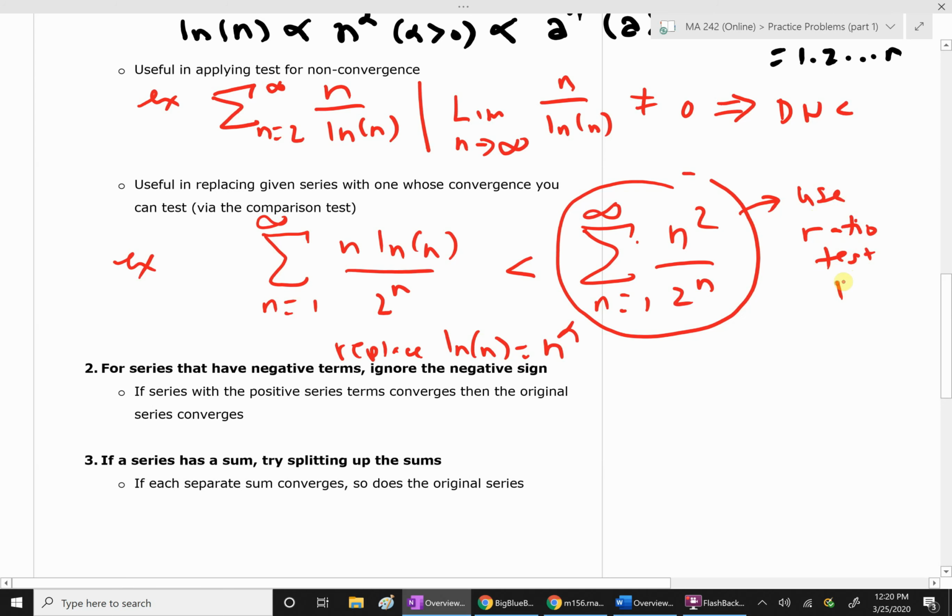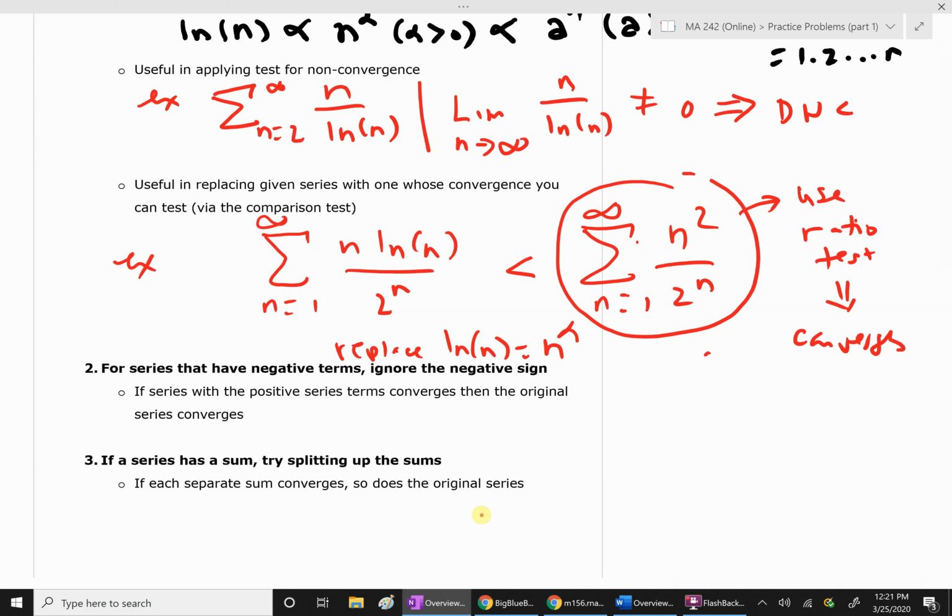And what the ratio test is going to tell me is that this converges. And so now the comparison test tells me that because this infinite series is greater than this infinite series, if this one converges, that has to converge. This is a more subtle variation of what we're doing, but it's very, very useful. It'll save you a lot of time.